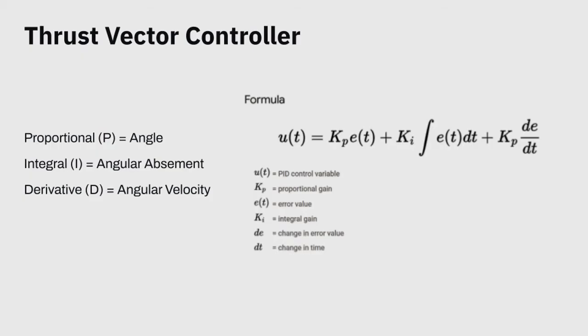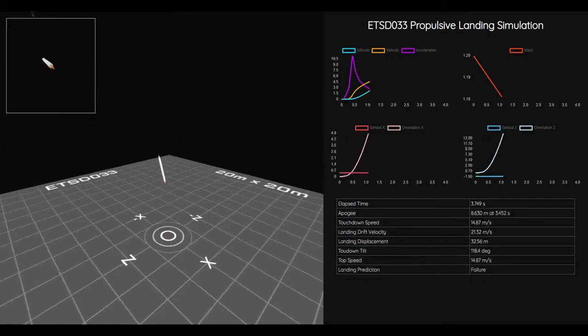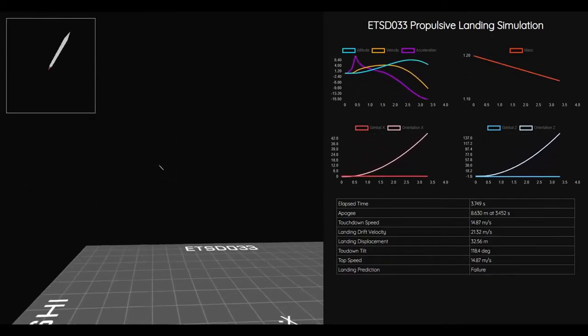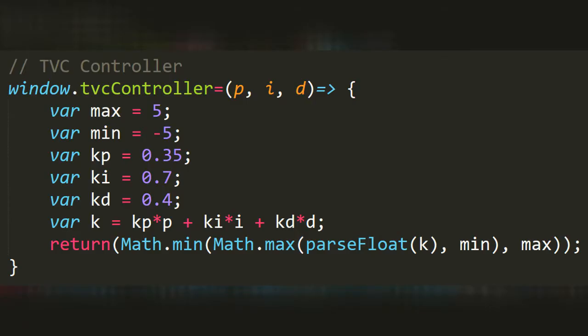The thrust vector control algorithm works by measuring the rocket's angle, angular velocity, and angular absolute. These three values are multiplied by randomized coefficients and inputted into the PID equation, resulting in a control system actuation command. Initially, the randomized coefficients performed poorly, but with the help of a genetic algorithm I wrote, these coefficients were significantly optimized.